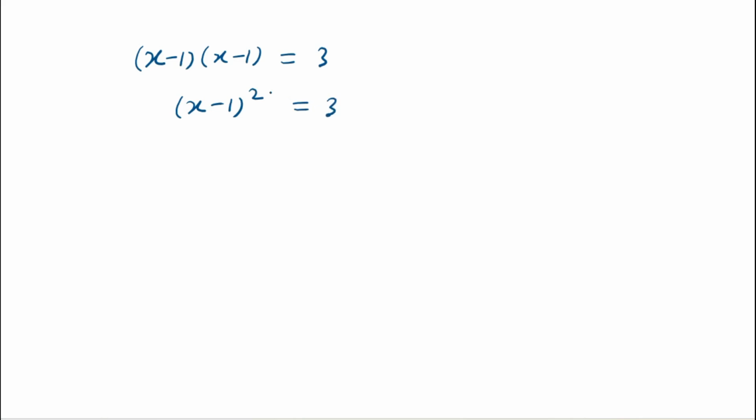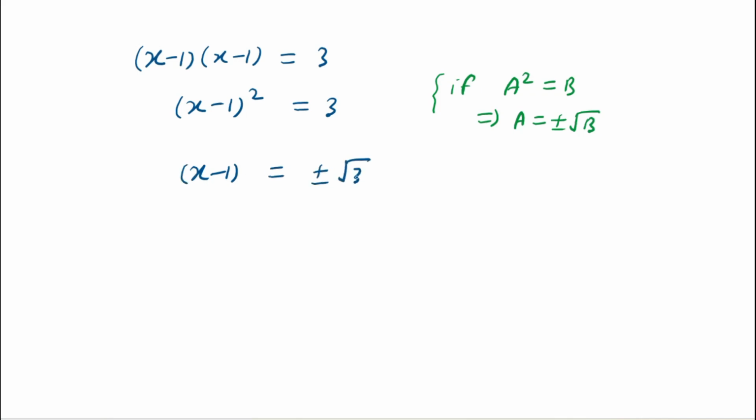Here we will apply this rule: if a square is equal to b, this implies a is equal to plus minus square root of b. If we apply this rule here, then you can say x minus 1 is equal to plus minus square root of 3, then the value of x is equal to 1 plus minus square root of 3. We have two possible values of x. The first value of x is equal to 1 plus square root of 3, and the second value of x is equal to 1 minus square root of 3.